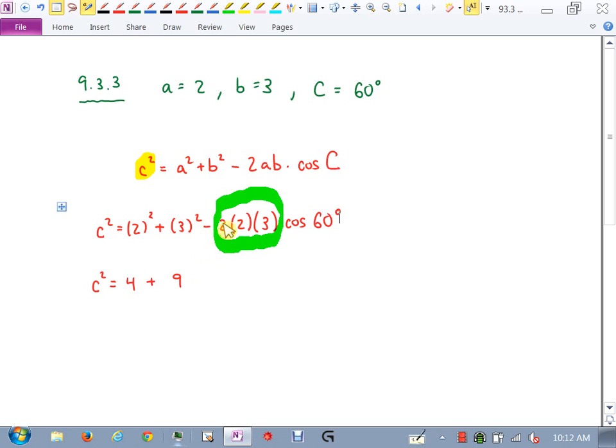So what would you get if you multiply all this together? 4, 12, right? So minus 12, yes? So I have minus 12 times, what's cosine of 60 degrees? You actually don't need your calculator for that, right? 60 degrees is one of the common angles. Cosine is which coordinate? X coordinate. What's the x coordinate at 60 degrees? 1/2.